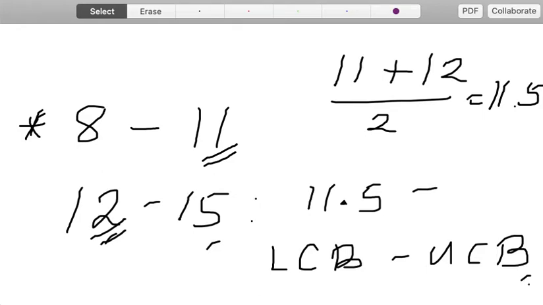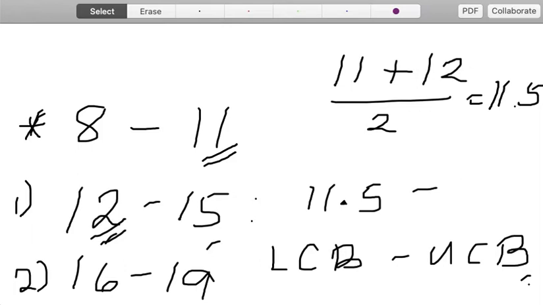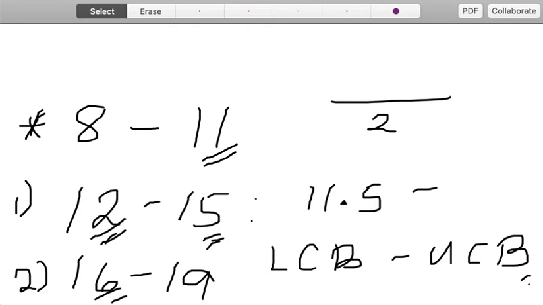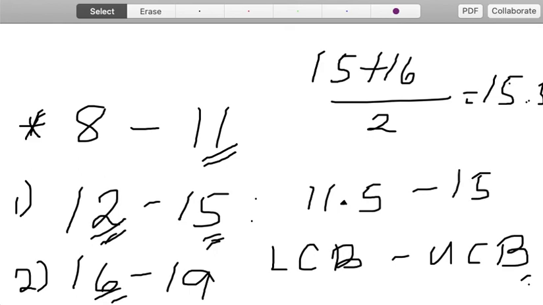Okay, now, how do we determine the upper class boundary? We're going to consider the second class interval. Let me number this as number 1 for our first class interval. The second class interval that we have is 16 to 19. Okay, so here, to get the upper class boundary of the first interval that we have, we are going to get the value halfway between 15 and 16. So in this case, we will compute 15 plus 16, and divide it by 2, we will come up with 15.5. So therefore, the upper class boundary is 15.5.